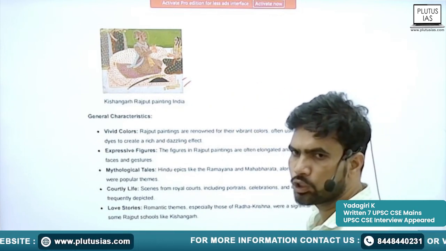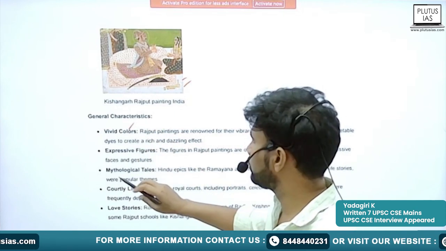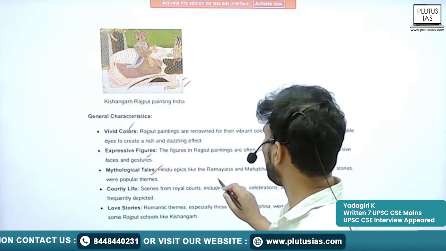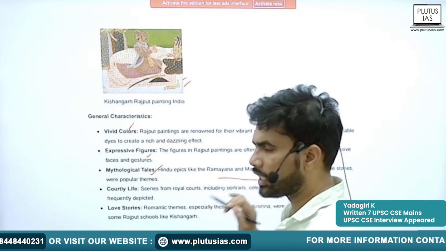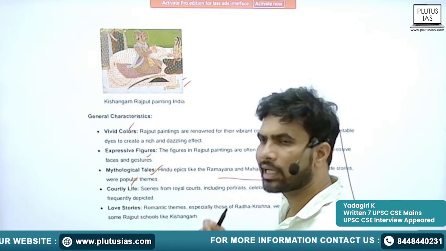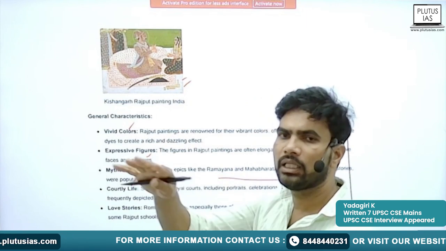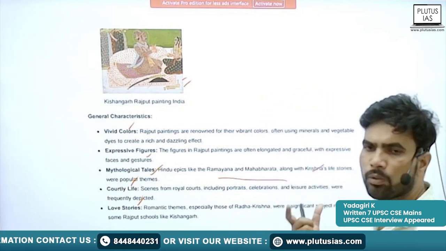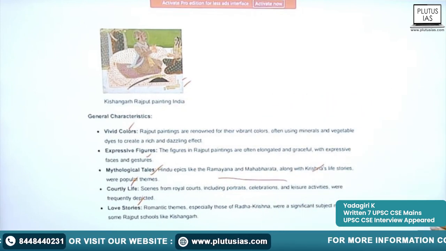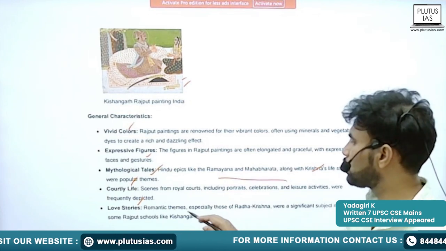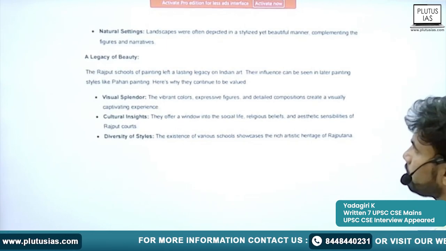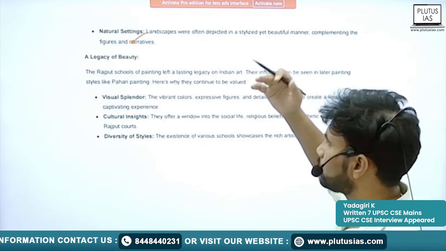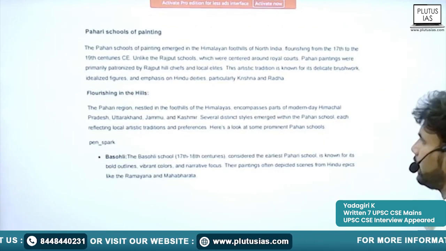General characteristics of Rajput paintings, if you see: vivid colors have been used, expressive figures. Mythological tales from Hinduism, Ramayana and Mahabharata, along with Krishna's life, are also depicted. Country life has also been depicted. Country life means the rural area. Love stories, especially romantic themes like Radha Krishna, have also been depicted, especially in schools like the Kishangarh school, right? Natural settings have been used as the background, right? So this is about the Rajput style of painting, right?